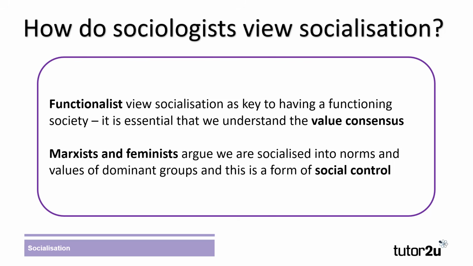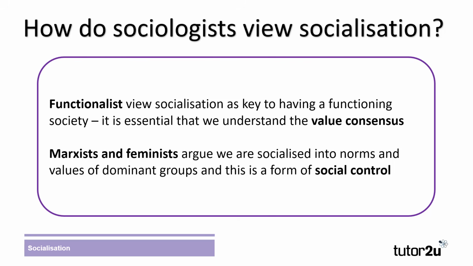So, how do sociologists view the process of socialization? The process of socialization is often the focus of structural theories like functionalism, Marxism, and feminism that see the role of social institutions as instrumental in the process of socialization. However, they have differing views on what types of norms and values people are socialized into. Functionalists see socialization as having a positive effect on individuals, helping them to understand the value consensus, that is, the shared norms and values of society, in order for them to be a functioning member of society.